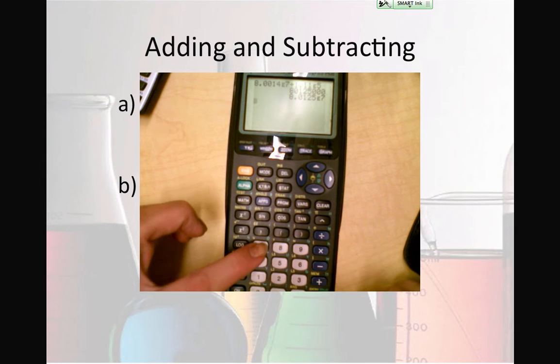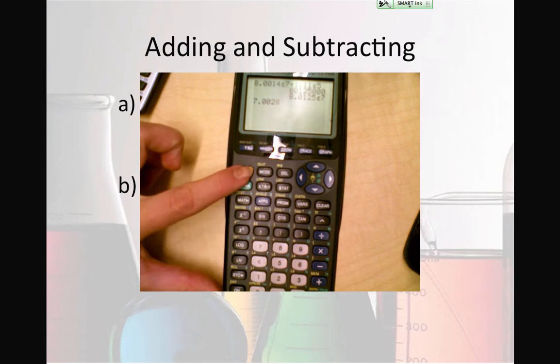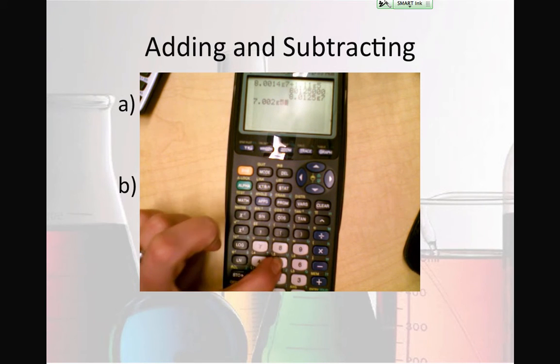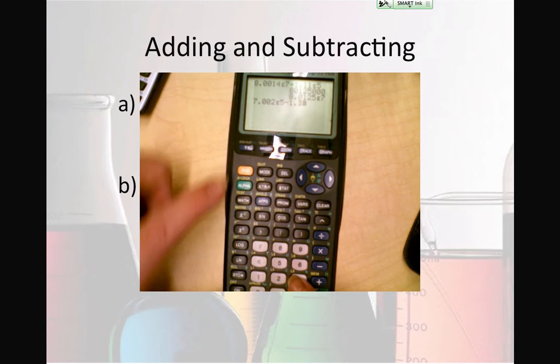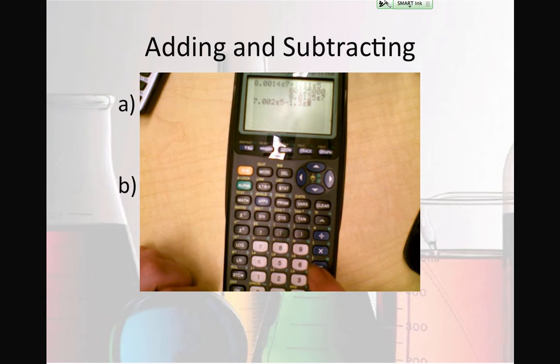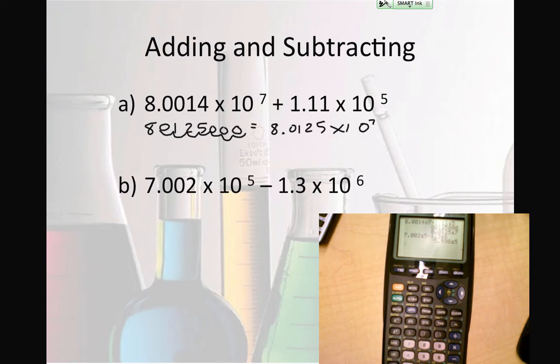Let's try part B, 7.002, then the E button, and the 5 for my power 10 to the 5th. Then I subtract 1.3 second E, and my power is 6, 10 to the 6th. Then when I push enter, I have the answer already. Notice I took a smaller number minus a bigger number, so my answer is negative. So I have negative 5.998 times 10 to the 5th power is my answer. That's it. Isn't that easy?